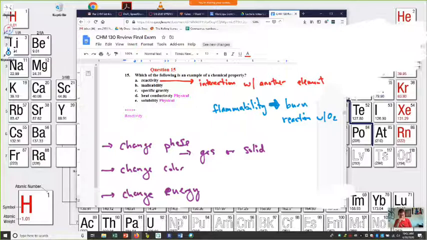So malleability is the ability to deform when hit without destruction. So if you say hit a rock, it would shatter, and that would be an example of brittle.